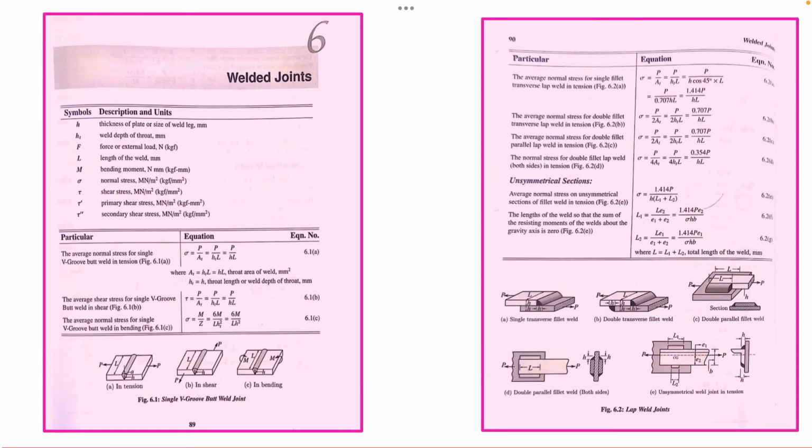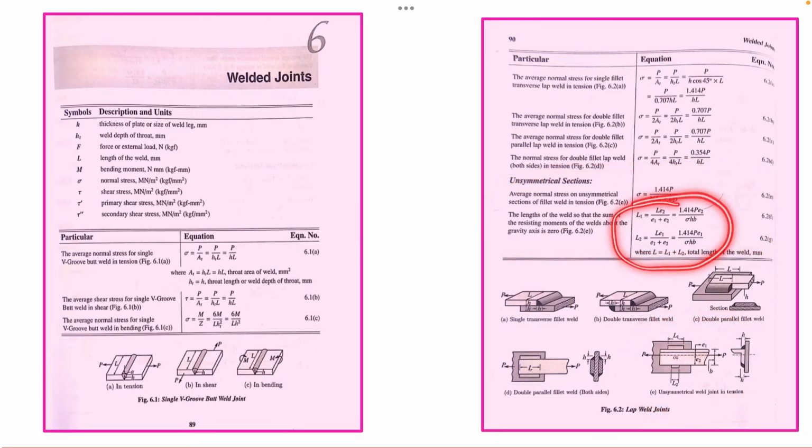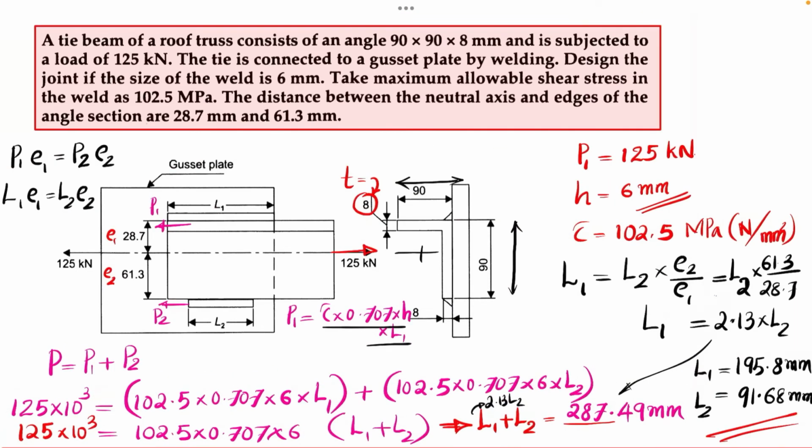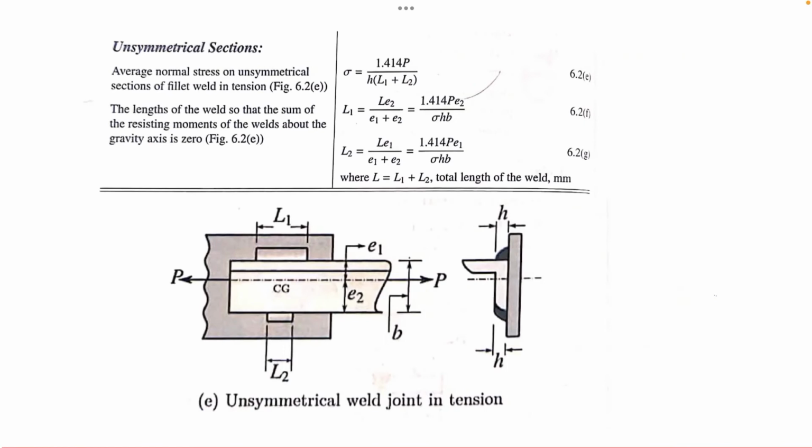I will be showing the same expressions. You could have used the equations in this data book. The unsymmetrical weld is given, the figure is given here, and the corresponding equations are given. I have directly analyzed using the fundamentals. Here you could have used these expressions for evaluating L1 directly. Anyway, both are the same. Here I started from the basics and here the equations are directly given. So the same thing I have explained.